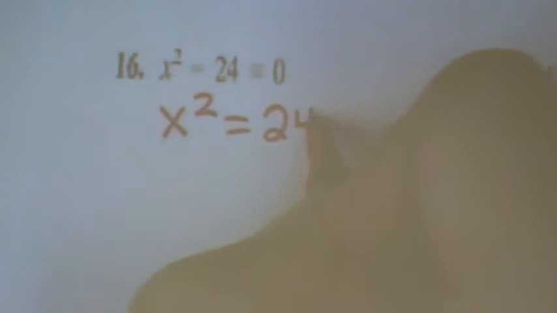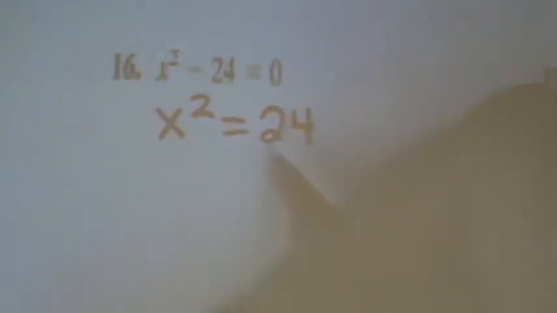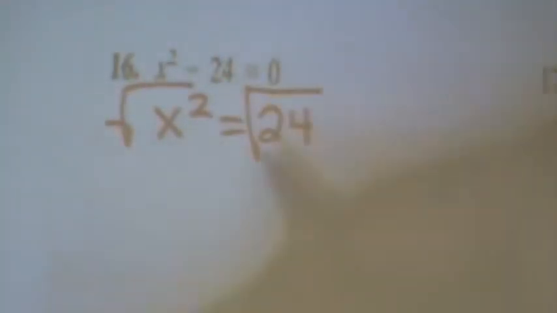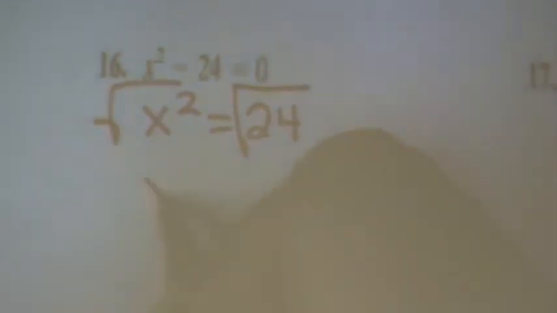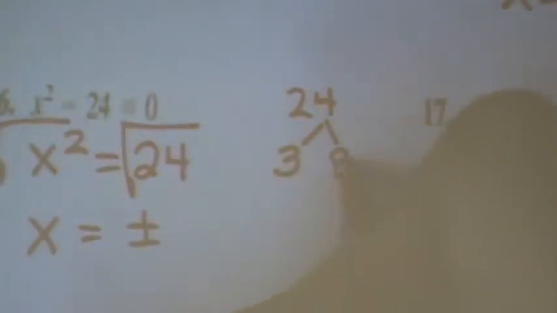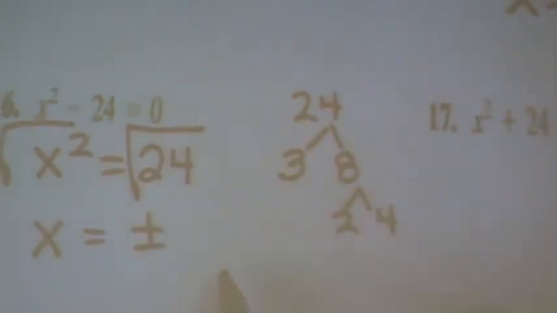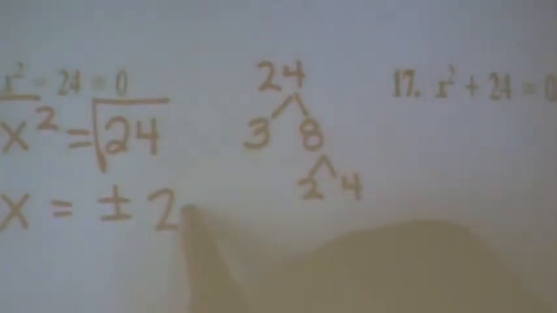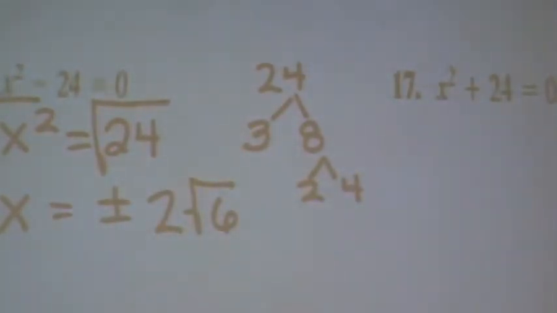Okay, now we're going to incorporate what we just learned. What do you do with this? X squared equals 24, right? Now I want an exact answer, so I'm going to take the square root of both sides. What are you going to write for an answer? X is equal to plus or minus. Now, it's okay if you have to do this on the side: 3 times 8 is 24, and 2 times 4. So what's the answer? 2 root what? 6. 2 root 6.